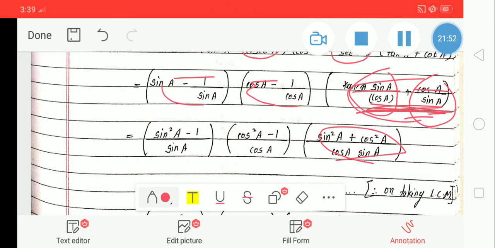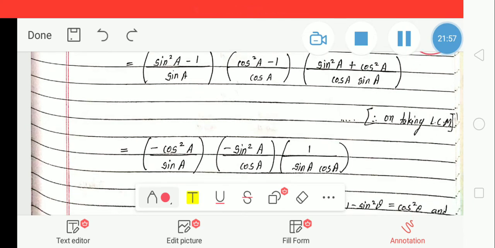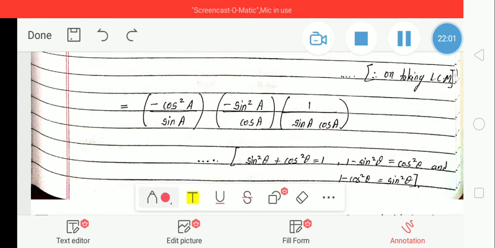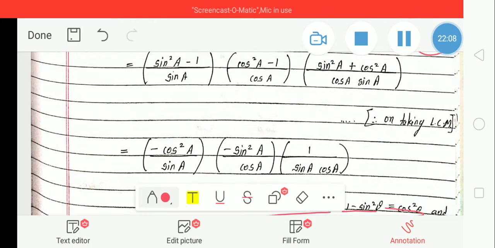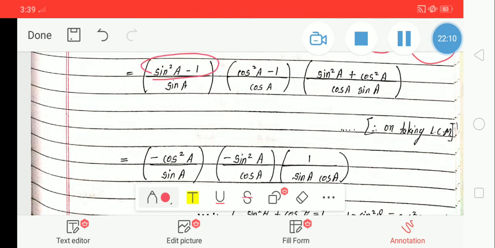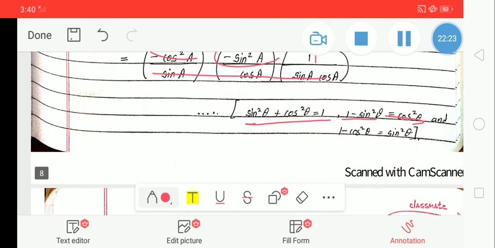हमने ये फॉर्मूला को हम LCM भी कहते हैं. Now we know that sin square theta plus cos square theta, meaning 1 minus sin square theta is equal to cos square theta. We apply this formula to this equation, minus cos square A minus sin square A, and as it is, 1 upon sin A cos A.